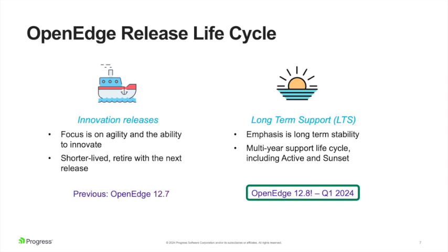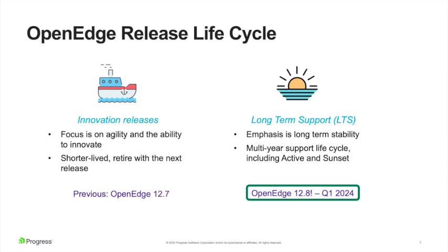When we redefined the lifecycle, we defined two types of releases. The first were the innovation releases. The focus on those releases is on agility and the ability for you, the customer, to innovate. They were shorter-lived releases, and they would retire when the next release came out. Our previous innovation release was OpenEdge 12.7.